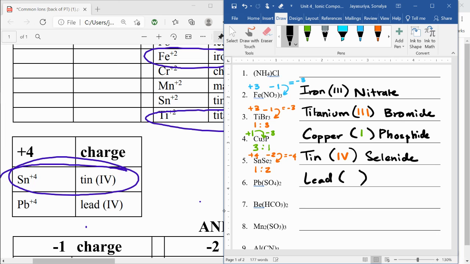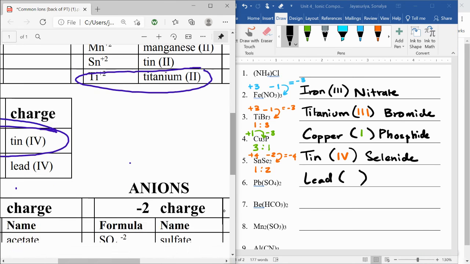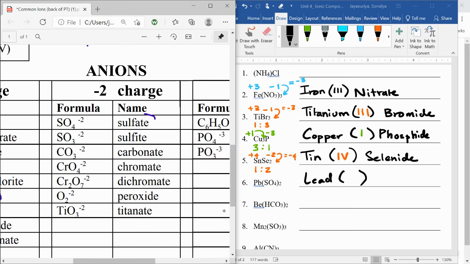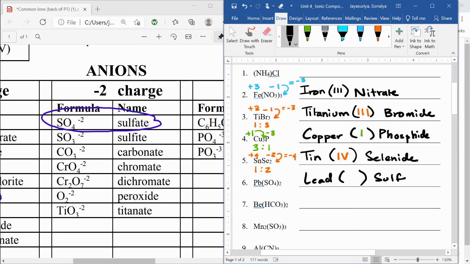Lead is a transition metal as well. And SO4 is sulfate. There's sulfate right there. Make sure you find sulfate and not sulfite. Okay, SO4 is sulfate. The endings matter.